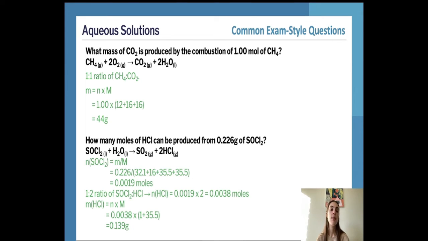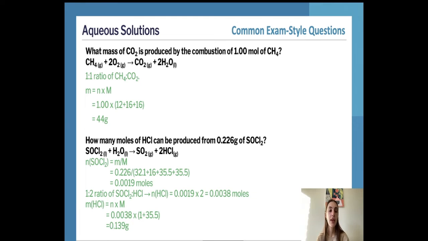So we'll use the moles equals mass over molar mass formula. And so that's going to be our mass of 0.226 divided by the molar mass of SOCl2. So that being 32.1 plus 16 plus 35.5 plus 35.5.